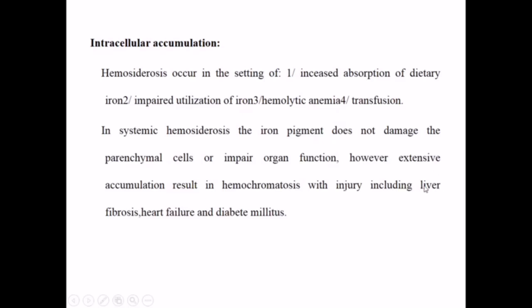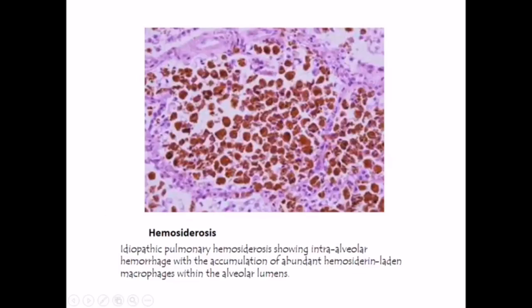However, with extensive accumulation, there will be injury, including liver fibrosis, heart failure, or diabetes. This is the hemosiderosis, brown pigments.